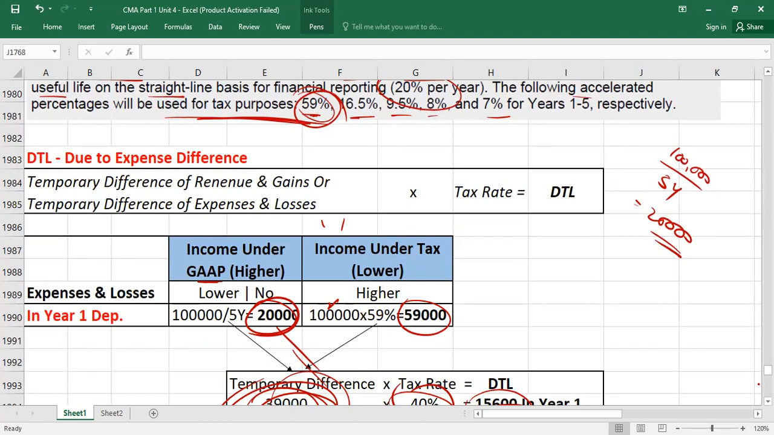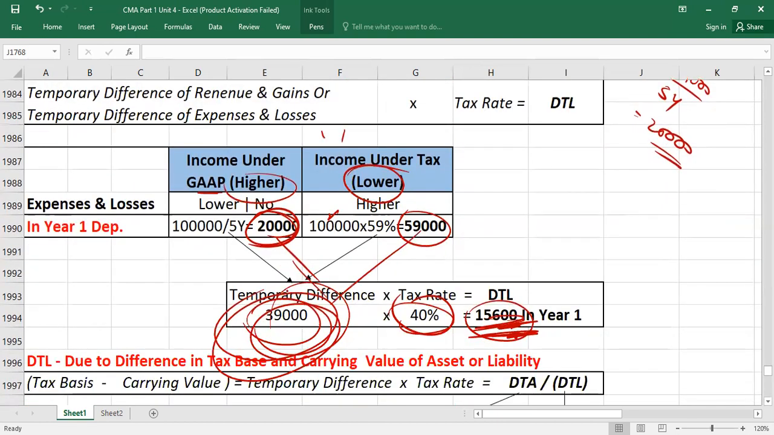Under income tax law. It means expense is higher, so income will be lower, and here expense is lower, so income will be higher. It means a gap is created: accounting income is higher than taxable income, right or wrong? So what will arise? Deferred tax liability will arise. How? Just take the difference, 39,000 multiplied by 40%, you will get 15,600. That's it. This is your deferred tax liability in the current year.